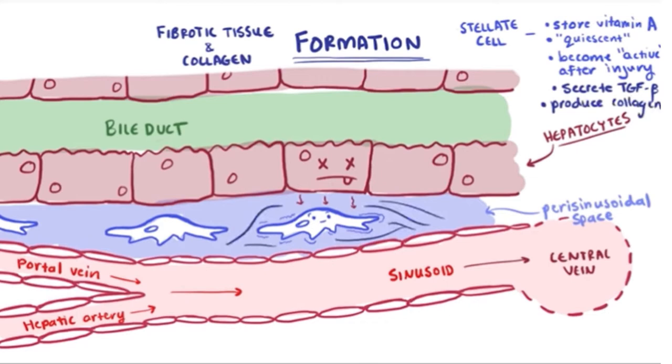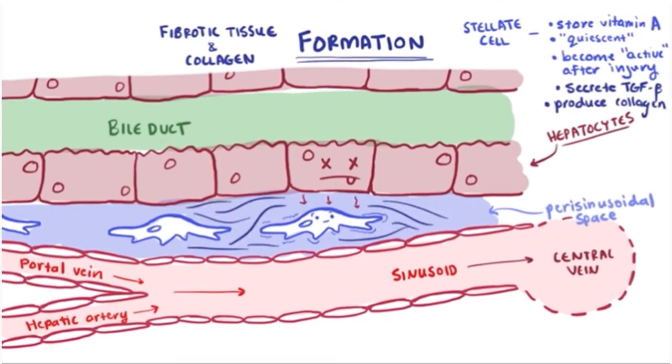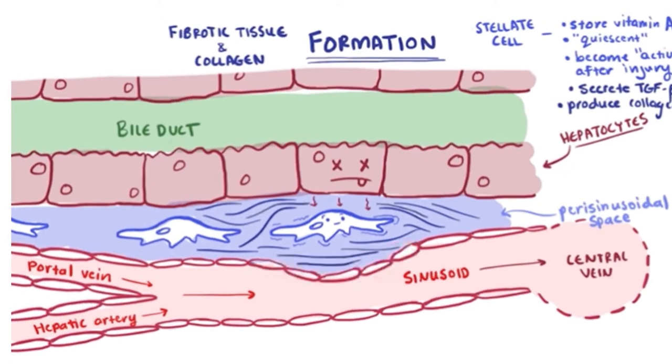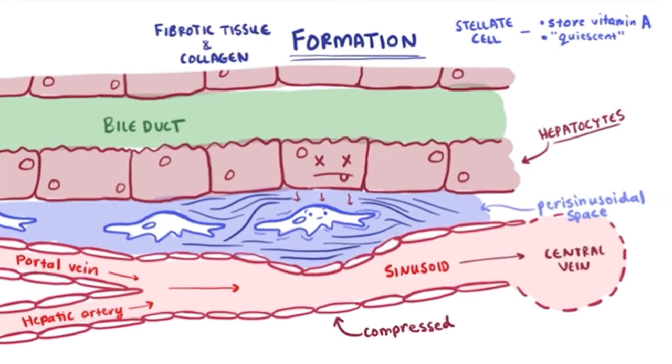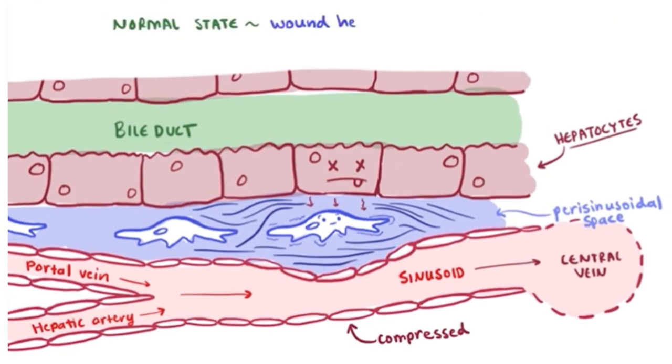Collagen increase hoti jati hai slowly and gradually in the perisinusoidal space. The perisinusoidal space mein collagen ki concentration zyada hoti jati hai, so at the end of the day, sinusoids ki space becomes limiting. Ye limiting honi shuru ho jati hai. So you see here is indentation. It is compressed.